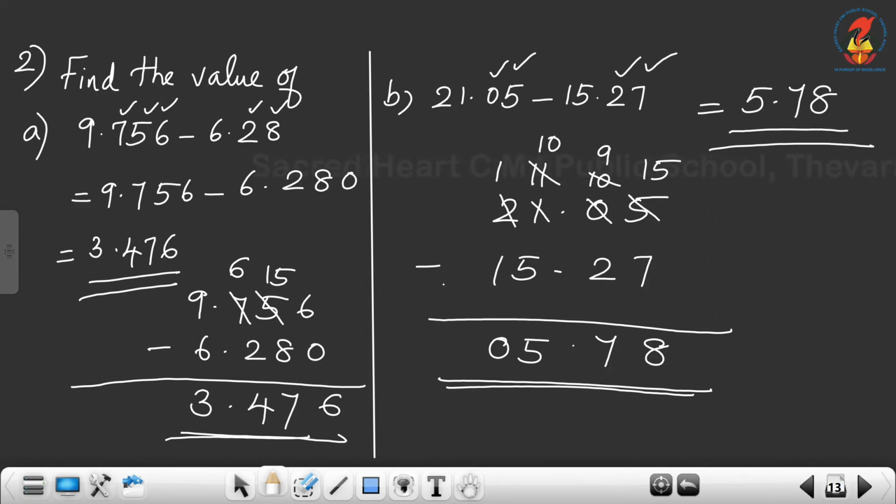So no need to put the 0 in front of the number. A 0 in front has no value. Therefore, no need to write this 0 in the whole number part. We can write the answer as 5.78.